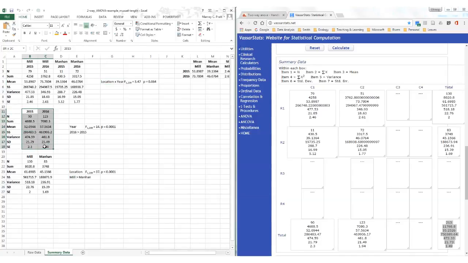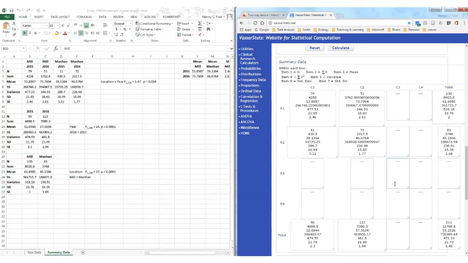Then these ones here are what are called main effects, and these are the main effects for the year. So it's pooled across the location. So we have all the values for 2015, and here's all the values for 2016. So it's kind of ignoring location and just looking at year. So that's the main effect of year. And then over here is the main effect of location.